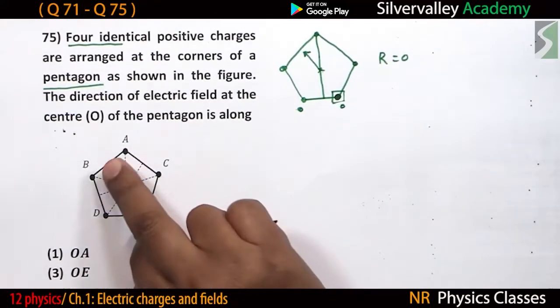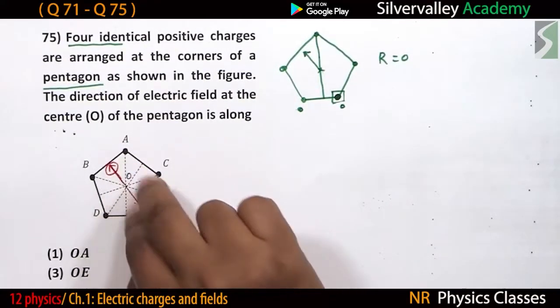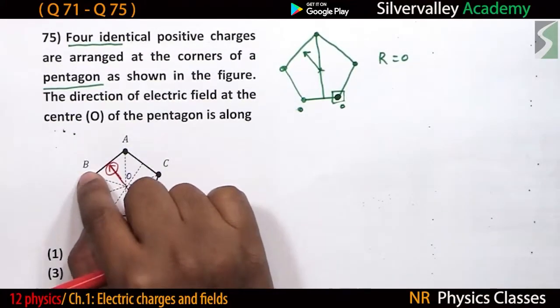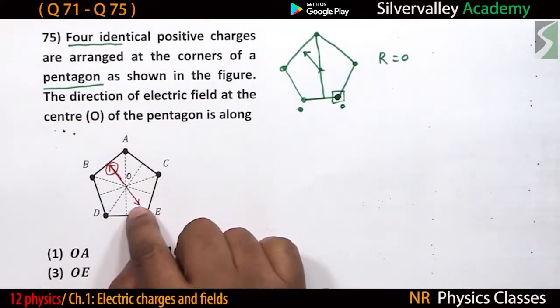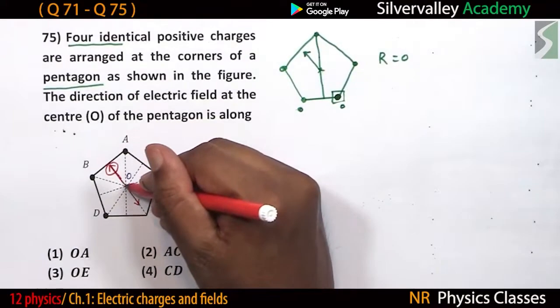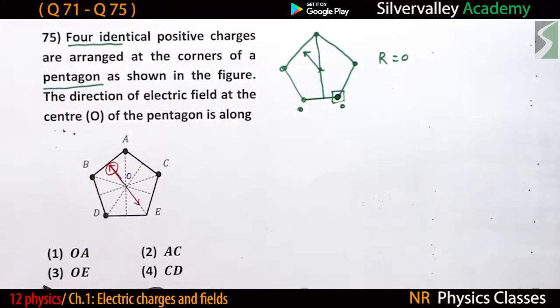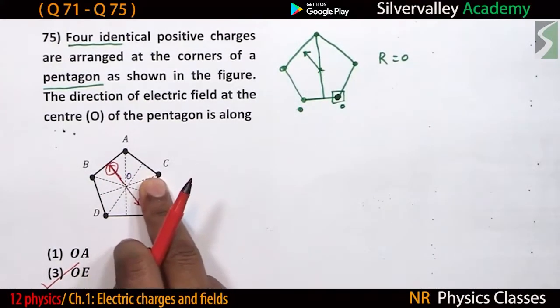Because of this charge, this is the electric field, we know. Therefore, the resultant electric field due to 4 charges should be this. And this direction is along OE. Along OE. Again, let me explain. Let me give an example.